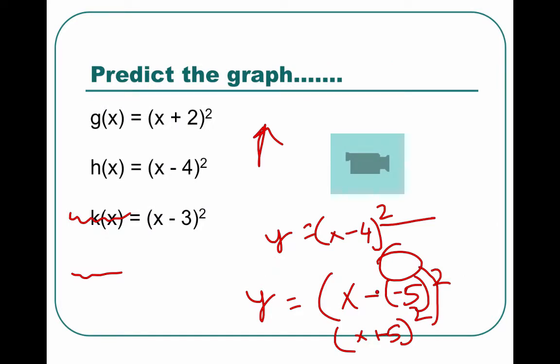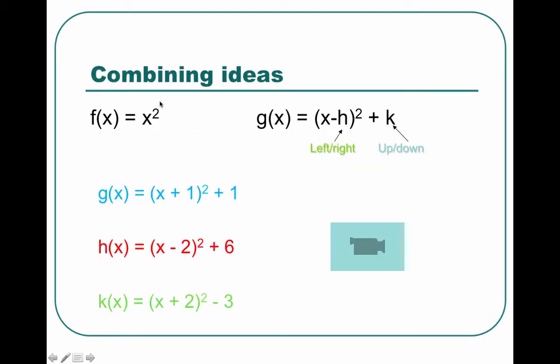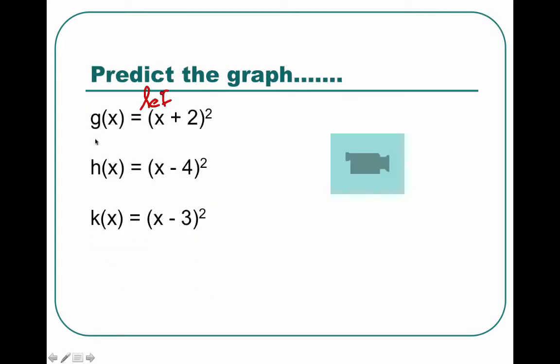So if we take a look at a couple more examples here, I believe the top one, x plus 2 squared, if I was making a prediction, I would say this is going to go left 2. This is going to go right 4 because of the minus 4. The value of h is 4. This is going to go right 3. So when we take a look, if we graph those, that's what the plus 2 is going to do. It's going to go to the left 2, right 4, and then right 3.